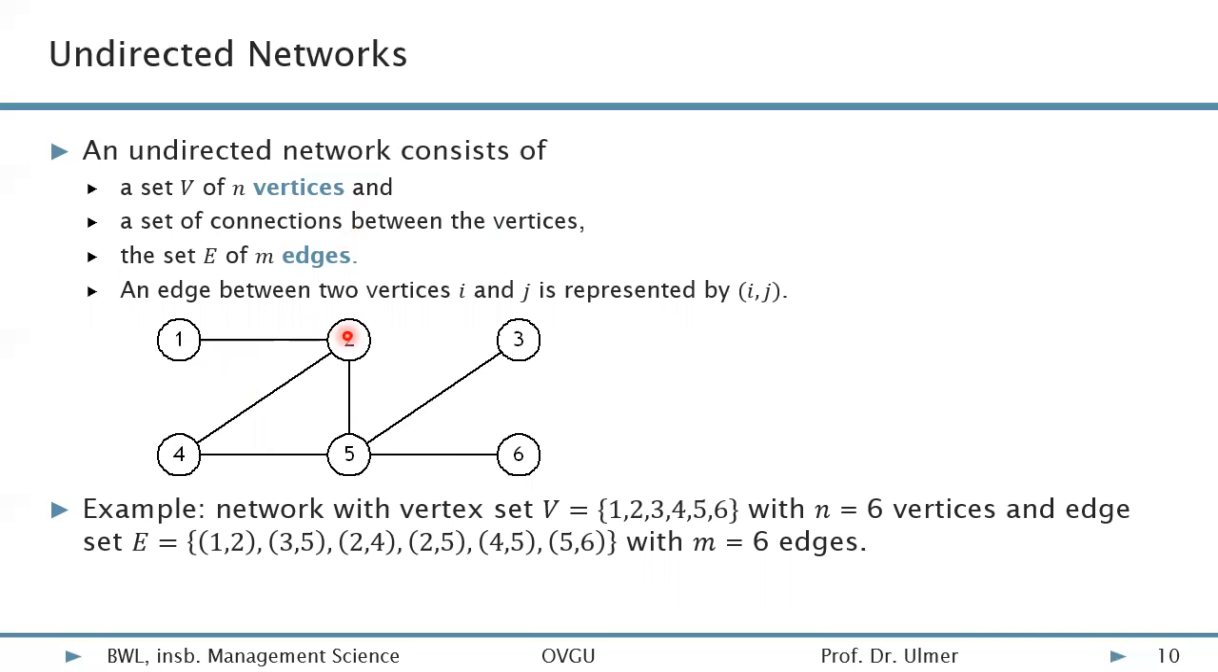And the edges don't get their own names. They are defined by the vertices they connect. So here, this edge is called 1, 2. This one is called 2, 4. And the rest is written down here. Such a network doesn't need to have weights.